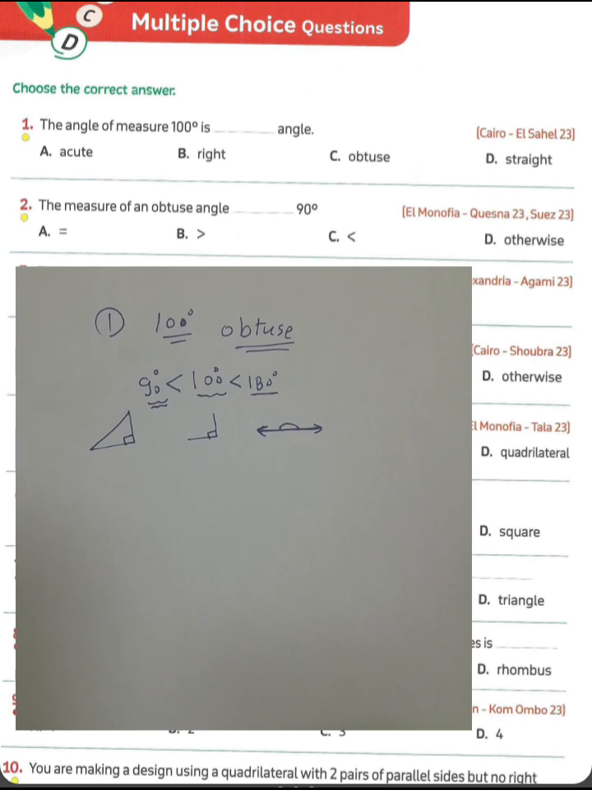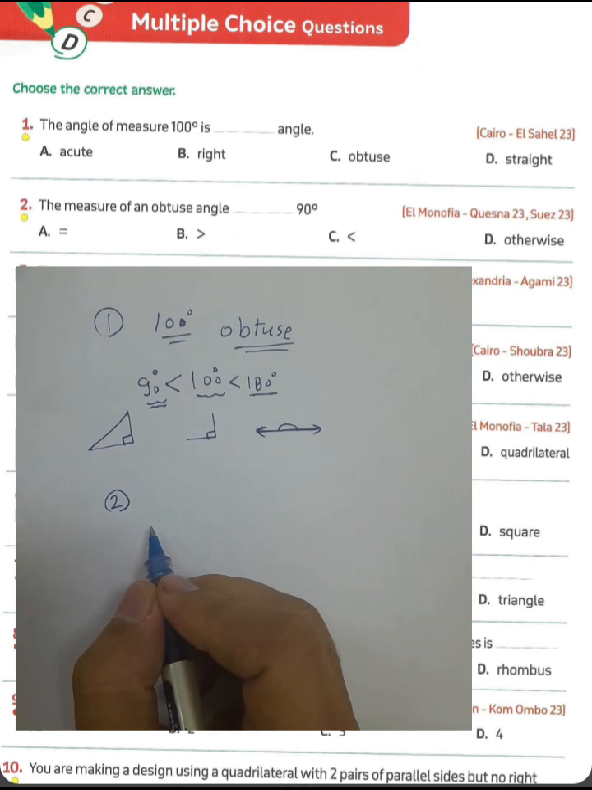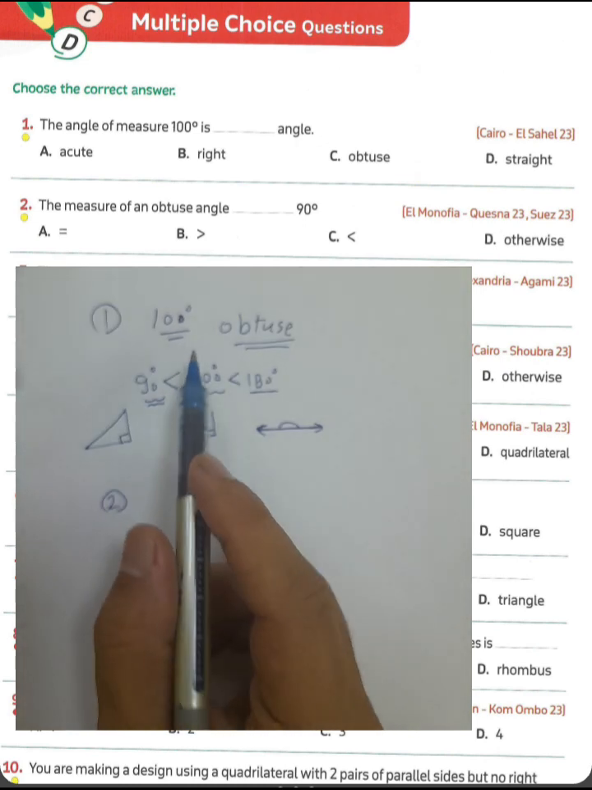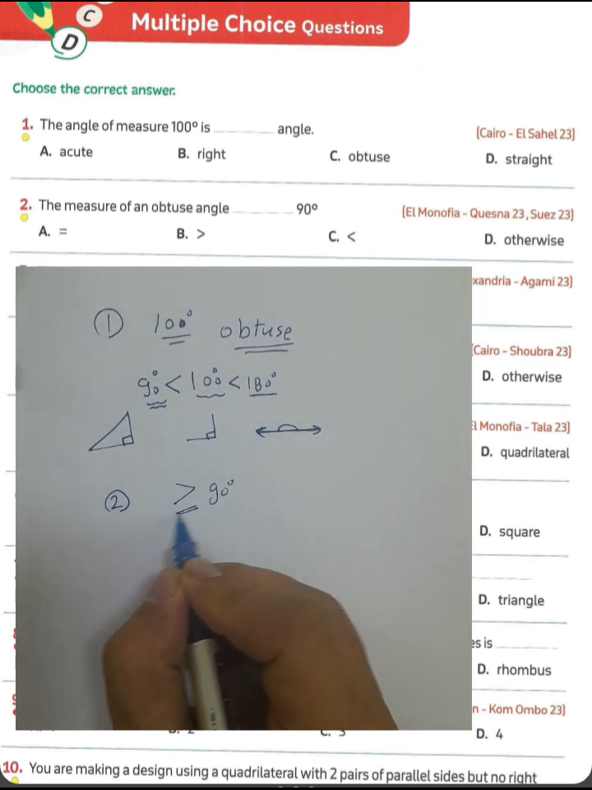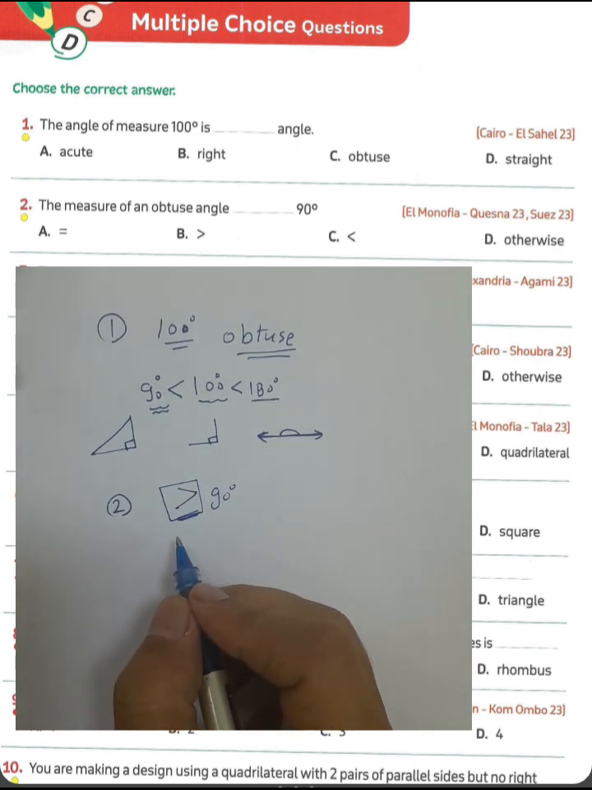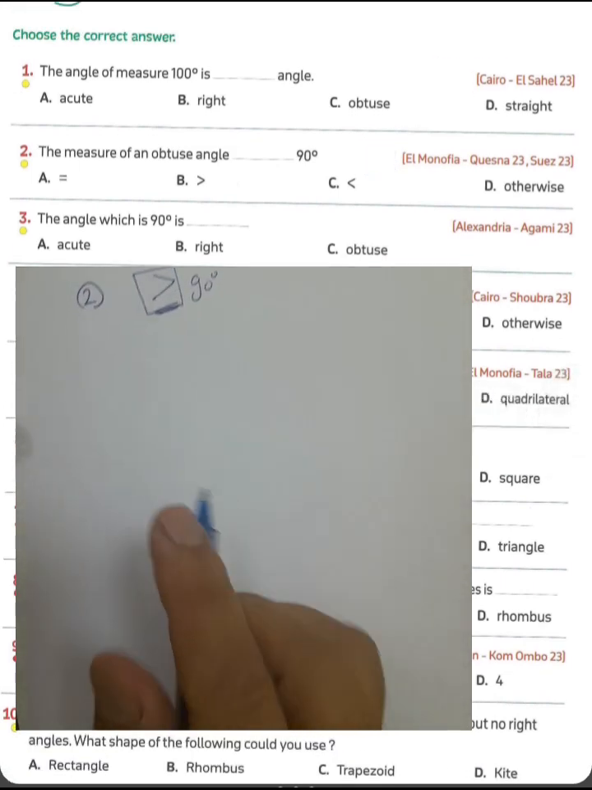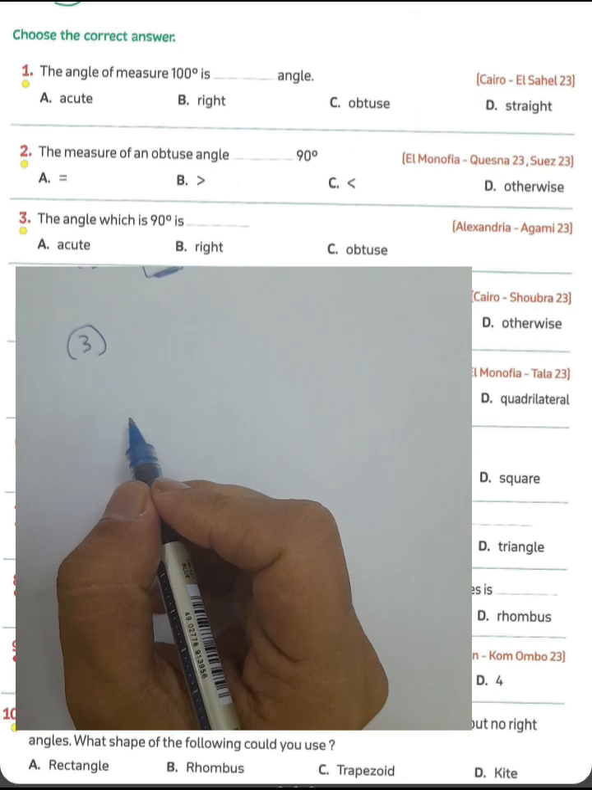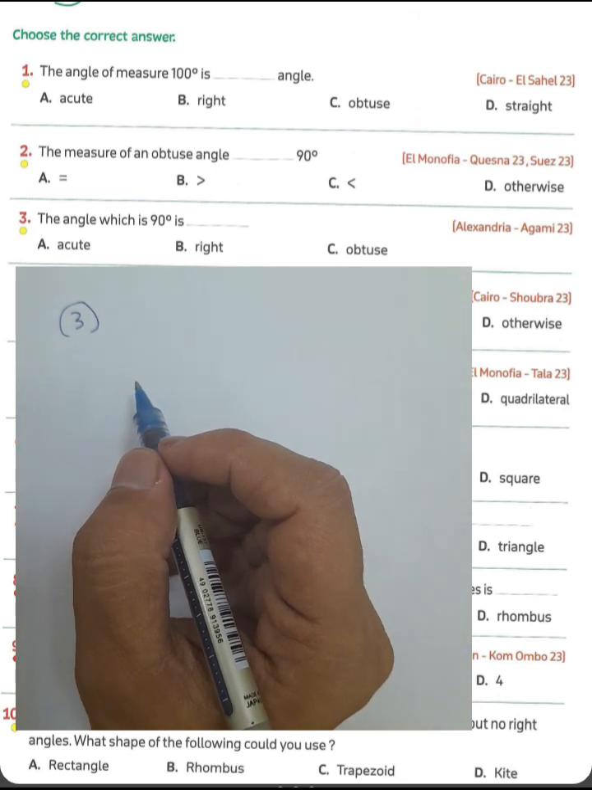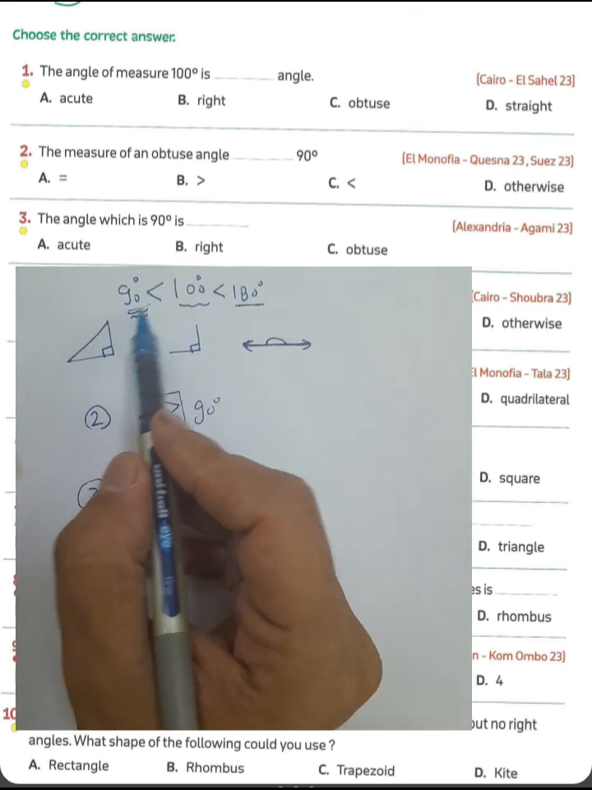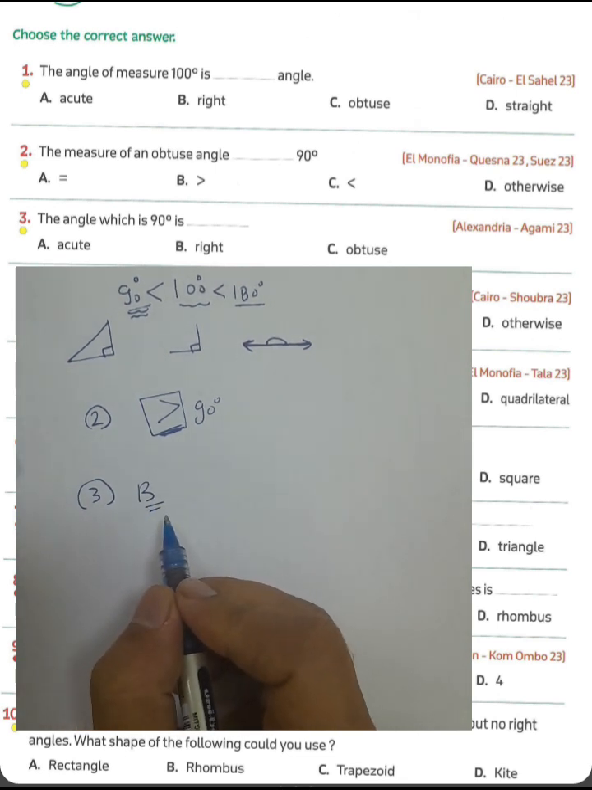Question number 2: the measure of an obtuse angle will be greater than 90 degrees, like 100 degrees, so you must choose greater than 90 degrees. Choose letter B. Question number 3: the angle of 90 degrees we call a right angle. Choose letter C. The measure of 90 degrees we call a right angle.